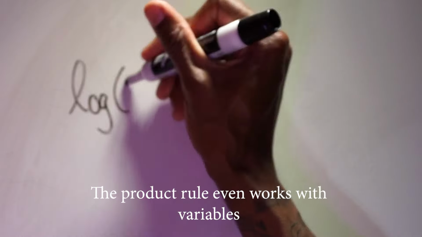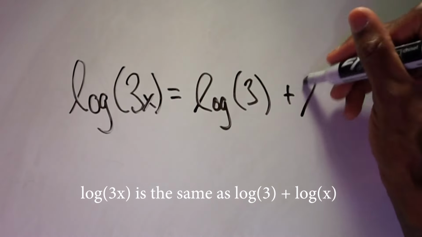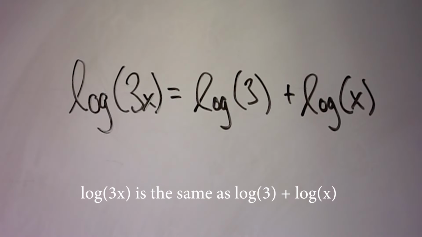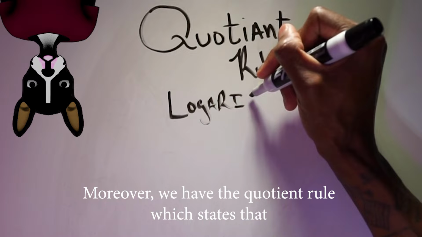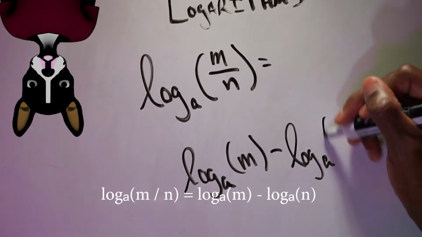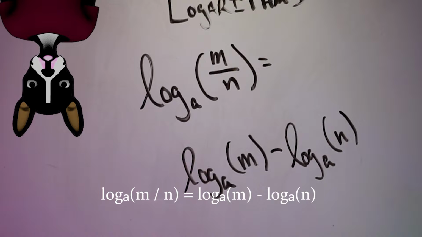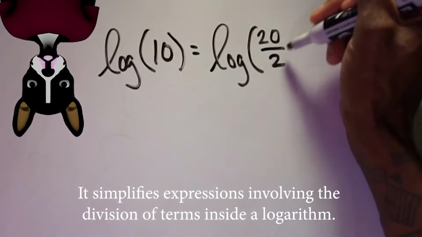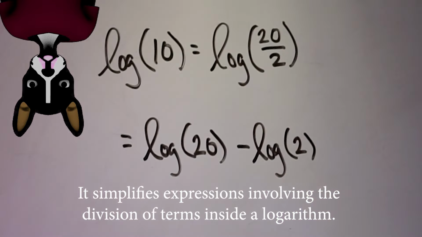The product rule even works with variables. Log of 3x is the same as log of 3 plus the log of x. Moreover, we have the quotient rule, which states that the log base a of m divided by n is equal to the log base a of m minus the log base a of n. It simplifies expressions involving division of terms inside a logarithm.